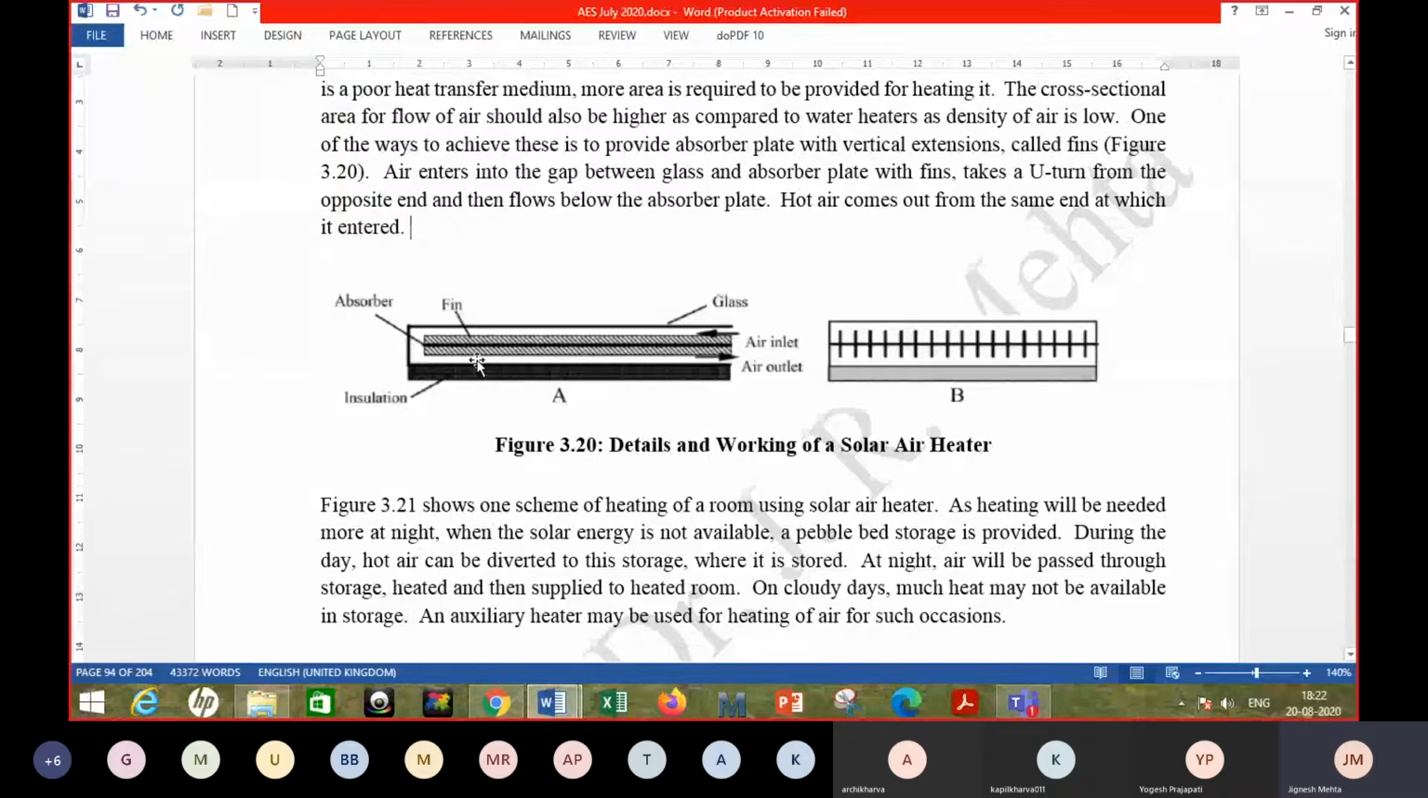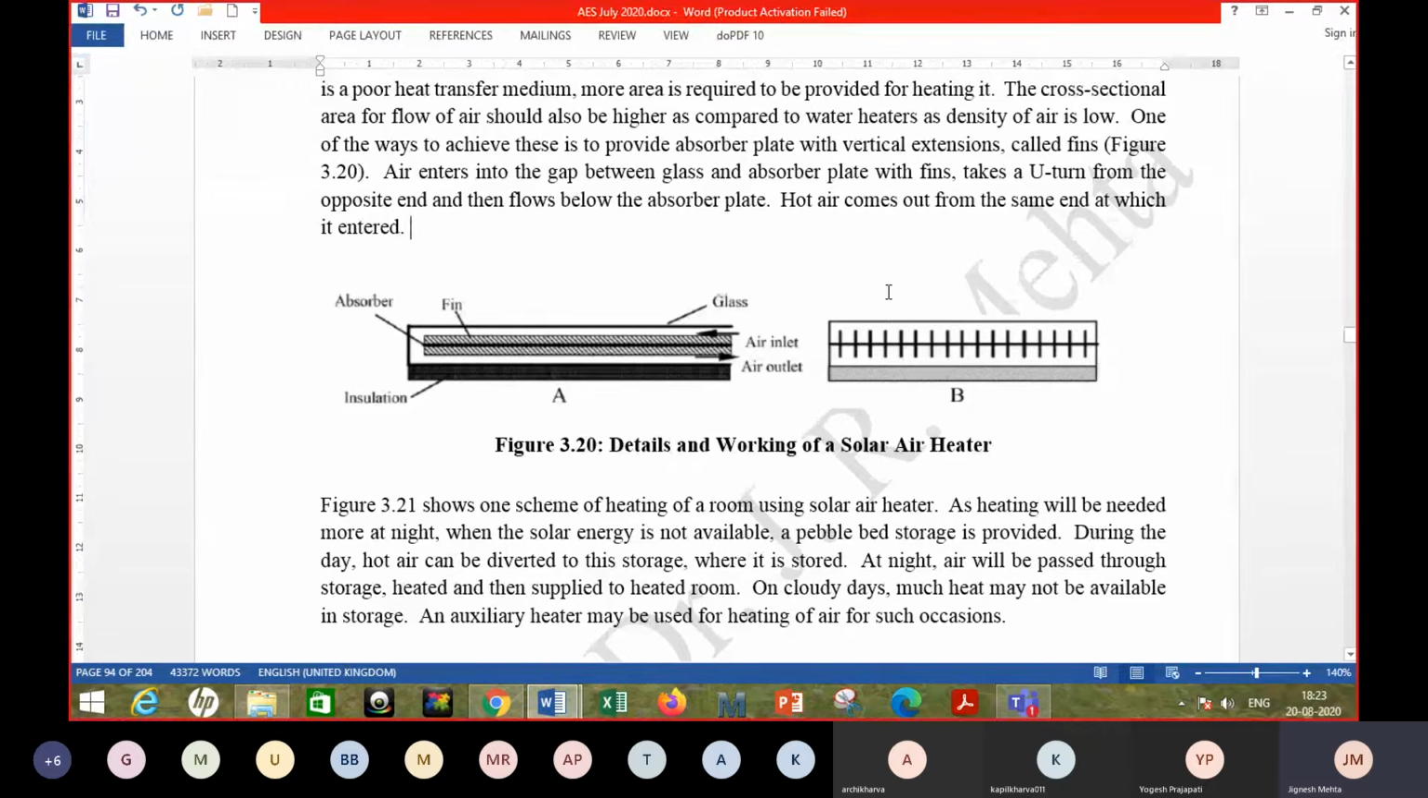What is this plate? This plate is the absorber plate, which is shown black in color, and there is a vertical fin attached with the absorber plate. So those vertical fins in the other view are shown here, right? These vertical lines are the fins which are attached with the absorber plate, and the air would pass through the multiple passages which are provided here, right? And the top line that you see is nothing but the glass, right? The top line is glass.